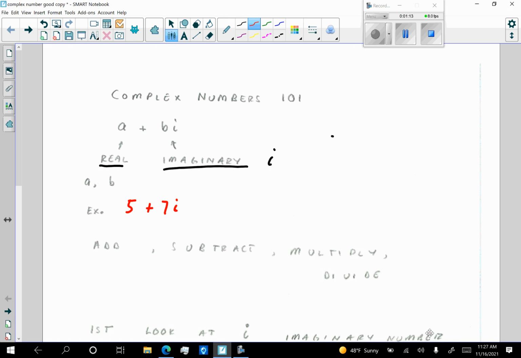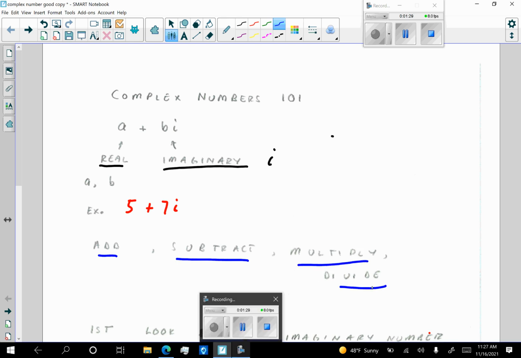A complex number is a number. What we're going to learn in the next 2 videos is how to add, how to subtract, how to multiply, and how to divide complex numbers, the same four operations that we do with real numbers. So here we go.